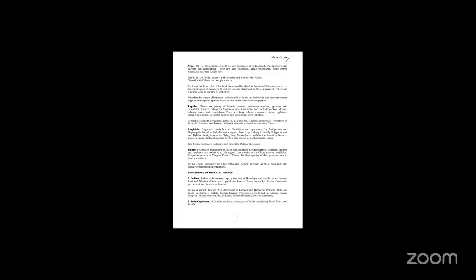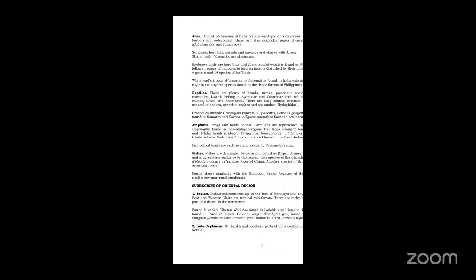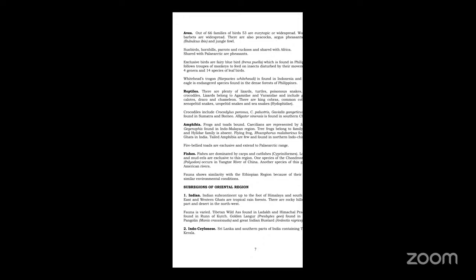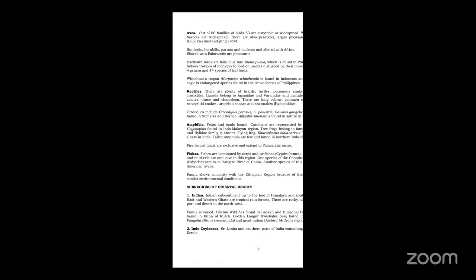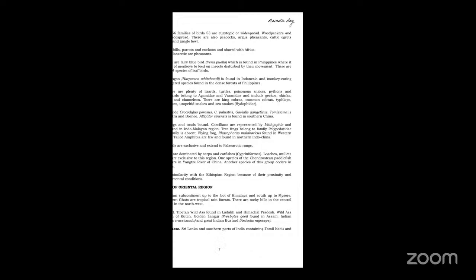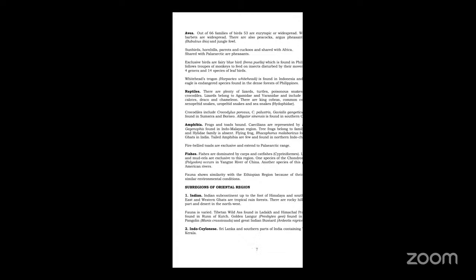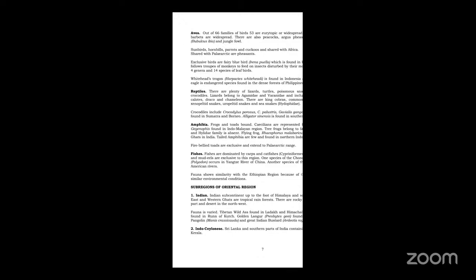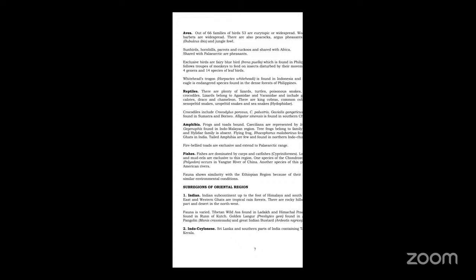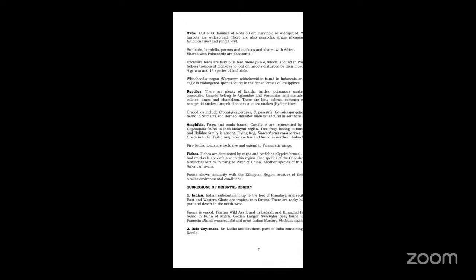Now the Indian sub-region is the Indian subcontinent up to the foot of the Himalayas and south up to Mysore, with the Eastern and Western Ghats. They have got tropical rainforest, rocky hills in the central part, and desert in the northwest. So that is the climate. Here a varied fauna is present. Like you have the Tibetan wild ass in Ladakh and Himachal Pradesh. Wild ass is also found in Kutch. Then you have the golden langur, which is found in Assam. Then you have the Indian pangolin and the great Indian bustard. So these are some of the fauna that are present only in this particular area.